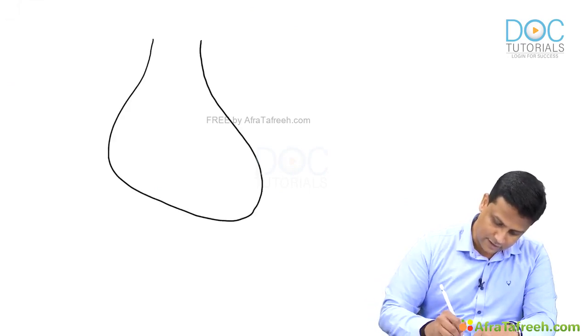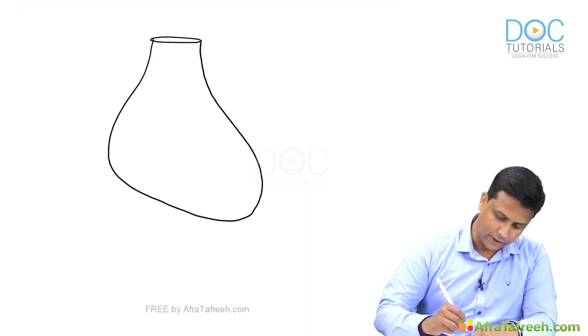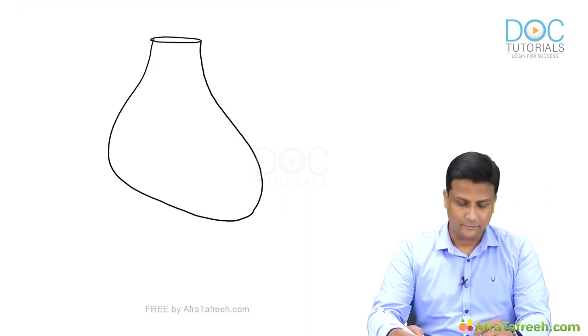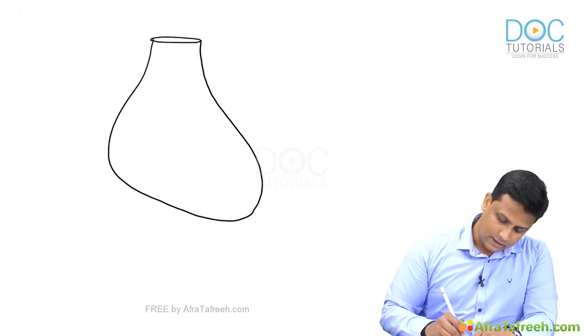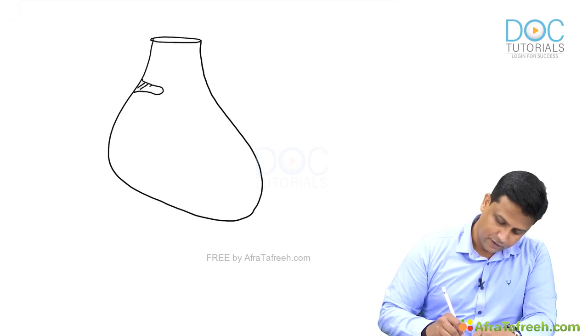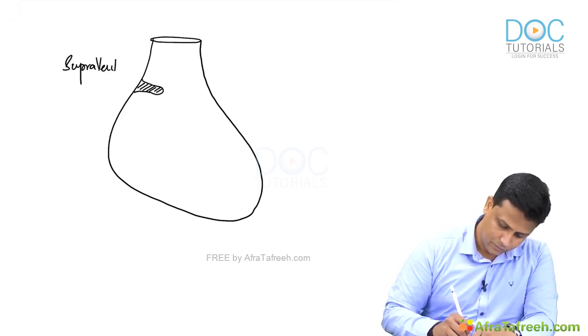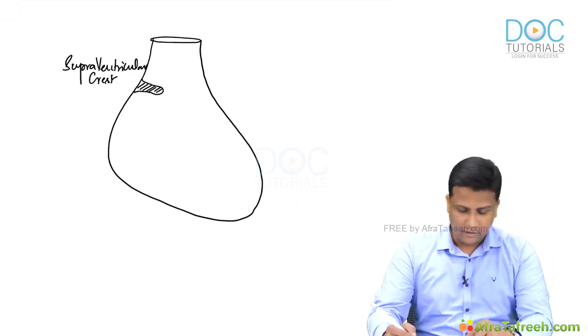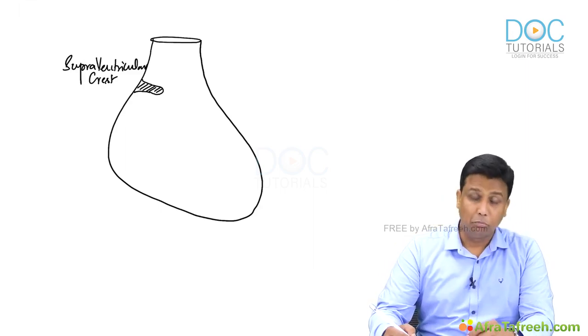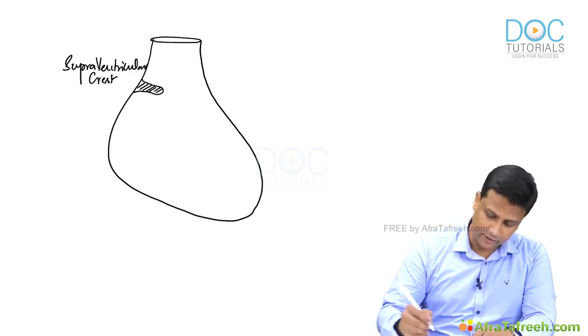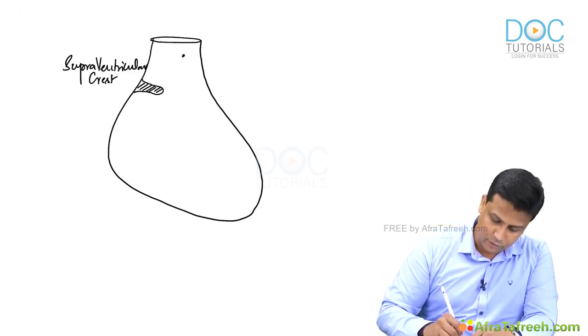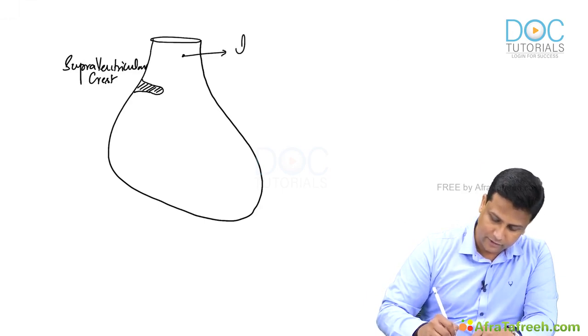Suppose this is the right ventricle which is opened here, and the blood will be flowing out via the pulmonary trunk. And here you will have a supraventricular ridge, or we can say the crest. The supraventricular crest is the one which separates the smooth part above, which is known as the infundibulum. So the smooth outflowing part is the infundibulum.